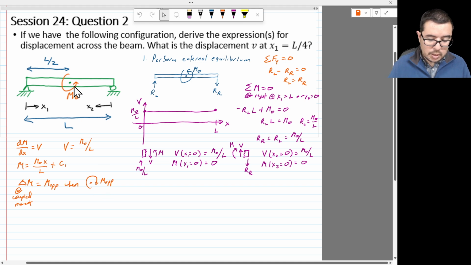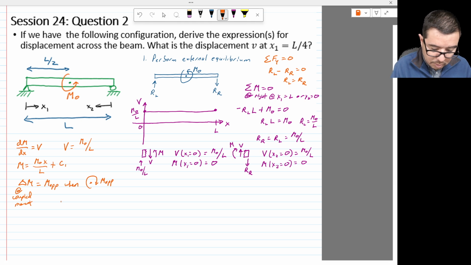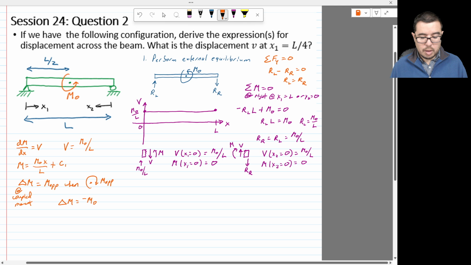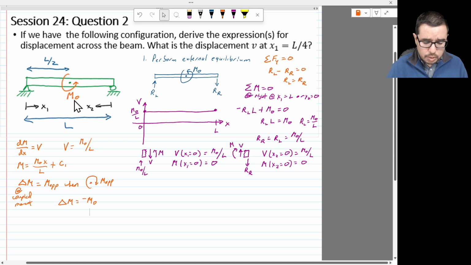So this one is coming out at us, and so this delta M is actually going to be equal to minus M naught, because when we had the couple moment, and you can go back and look at the derivation if you like, it's opposite, and this is internal. We're relating the internal jump to an external coupled moment being applied to the system. And so in that case, it's M naught, and even though it's kind of in the positive z, it ends up having a jump downward.